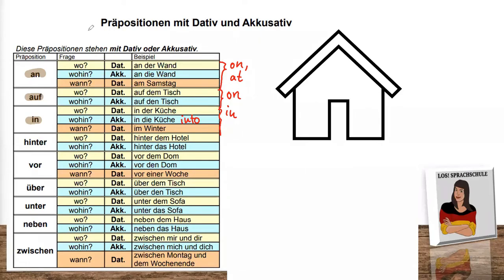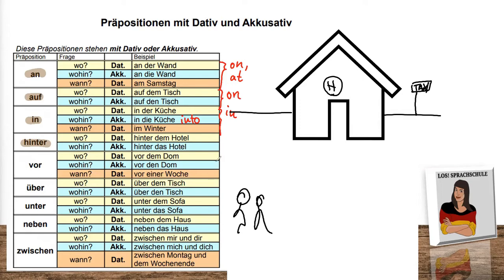Next one is hinter, behind. Again, wo, hinter dem Hotel, behind the hotel. Wohin? Hinter das Hotel. This is a little, not complicated actually. So let's pretend this is a hotel. This is the street behind it. And there is maybe a taxi station. And we are here. And someone asks, wo ist der Taxistand? Where is the taxi station, for example?